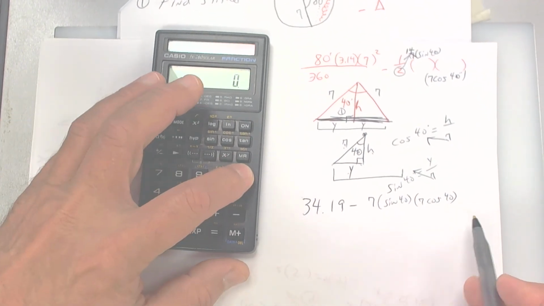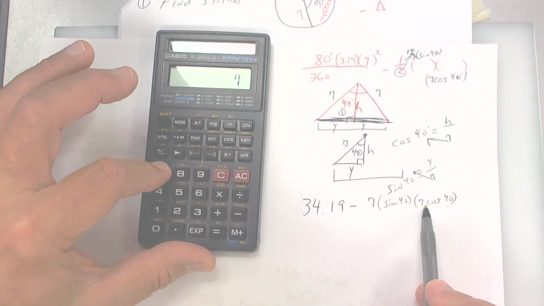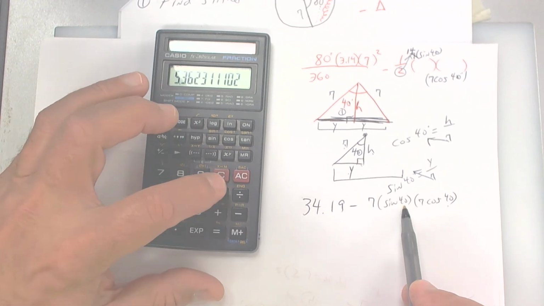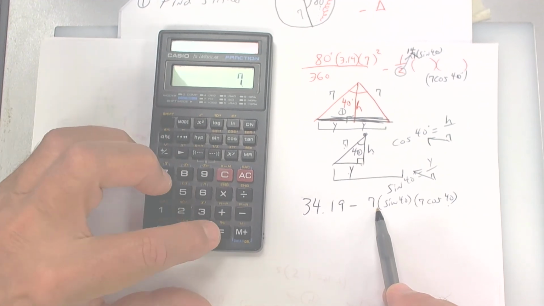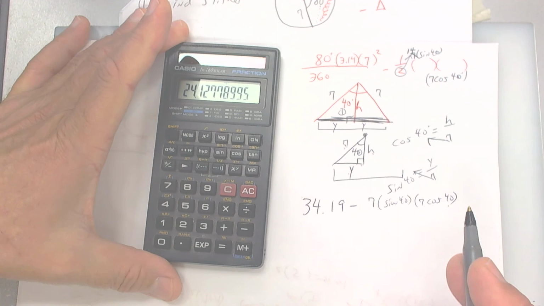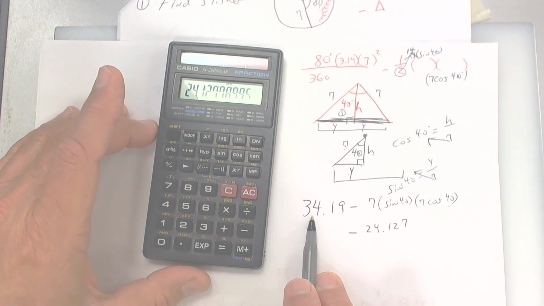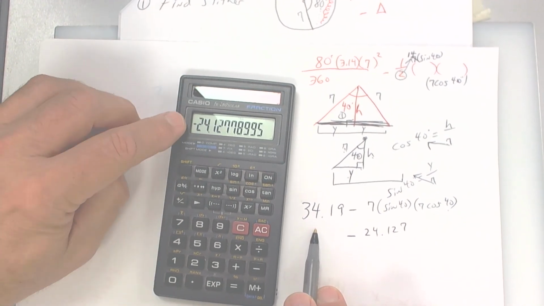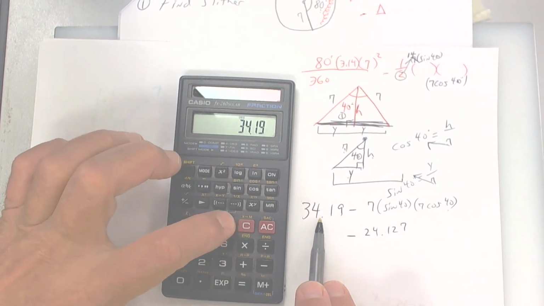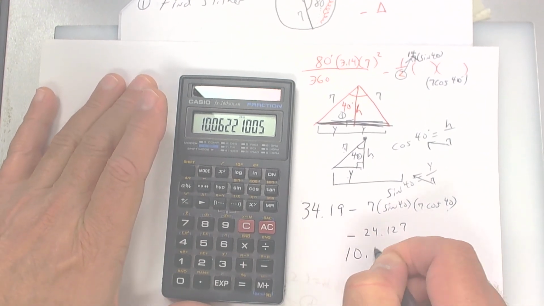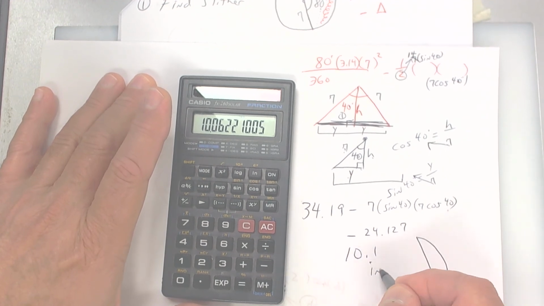All right, I'm going to work backwards on this, so watch. 40 cosine times 7 equals times 40 sine times 7 equals. All right, I get minus 24.127, and so I'm going to put a little minus on there, and then I'm going to say plus 34.19. Now, if you follow this, I get 10.1 is the area of that little sliver, and that's going to be square inches because it's area.